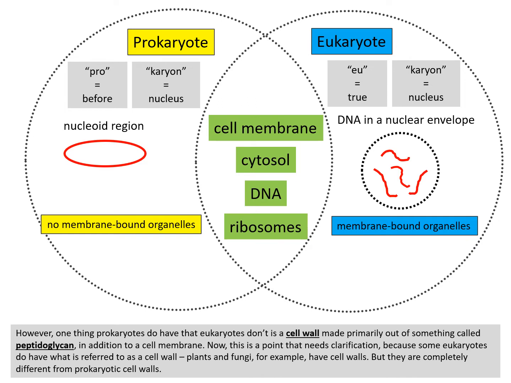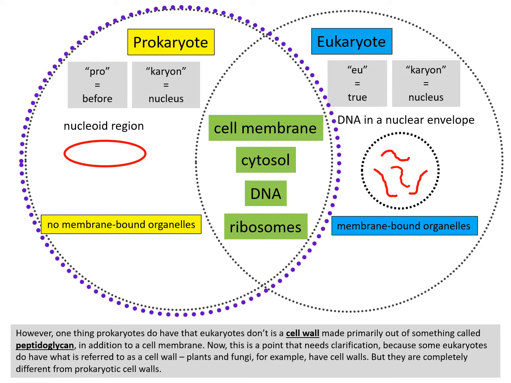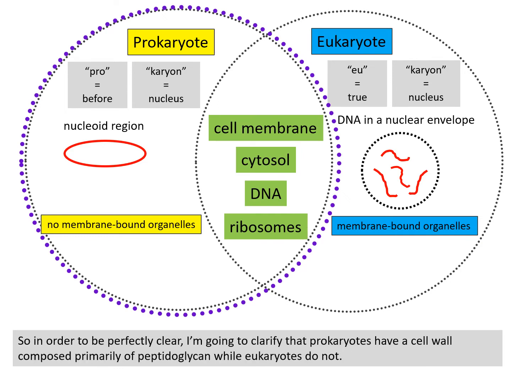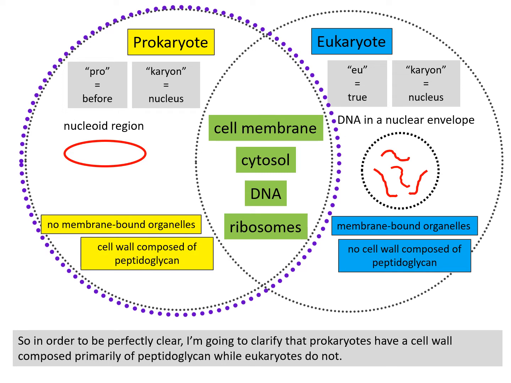However, one thing prokaryotes do have that eukaryotes don't is a cell wall made primarily out of something called peptidoglycan, in addition to a cell membrane. Now, this is a point that needs clarification because some eukaryotes do have what is referred to as a cell wall. Plants and fungi, for example, have cell walls, but they're completely different from prokaryotic cell walls. So in order to be perfectly clear, I'm going to clarify that prokaryotes have a cell wall composed primarily of peptidoglycan, while eukaryotes do not.